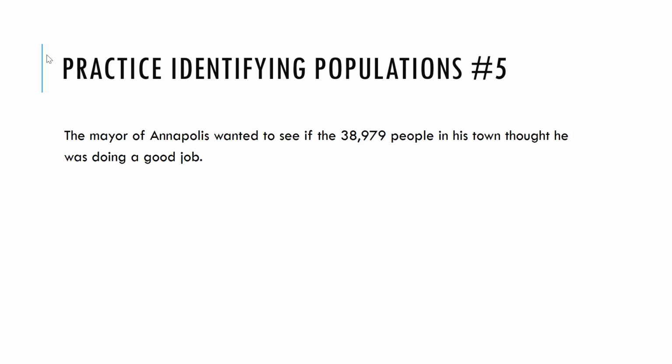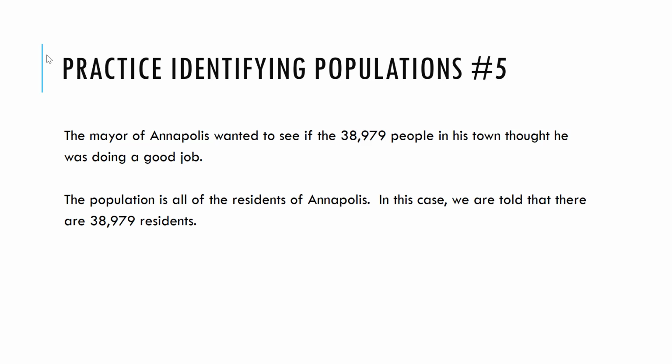The mayor of Annapolis wanted to see if the 38,979 people in his town thought he was doing a good job. The population is all the residents of Annapolis. In this case, we are told that there are 38,979 residents.